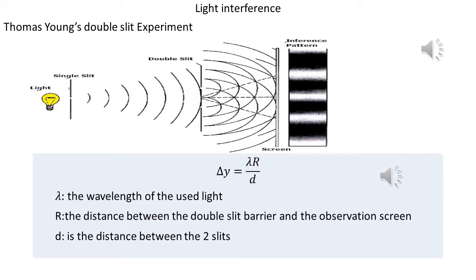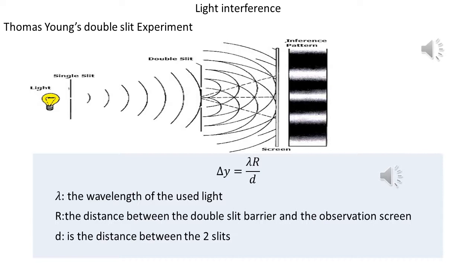Number 1. Proving the wave nature of light. Number 2. Investigating the phenomena of light interference. Number 3. Determining the wavelength of monochromatic, or single wavelength, light.